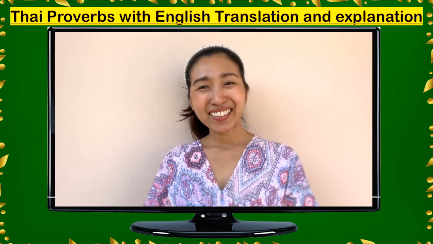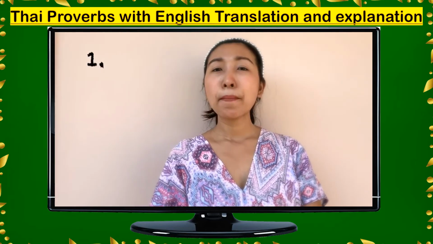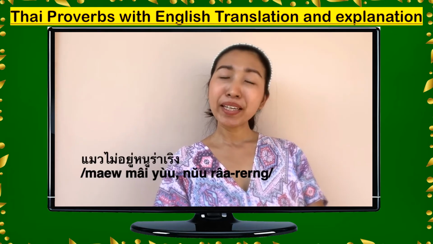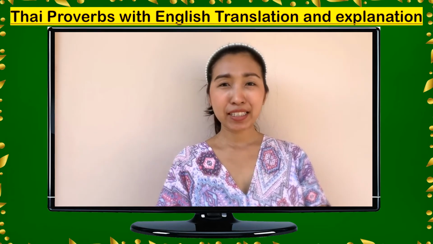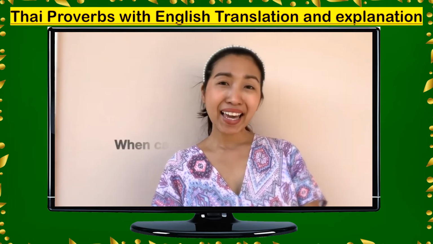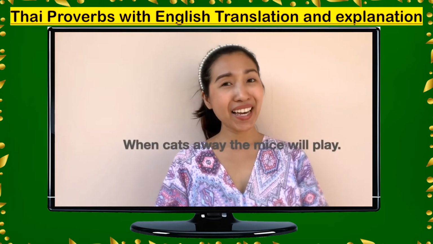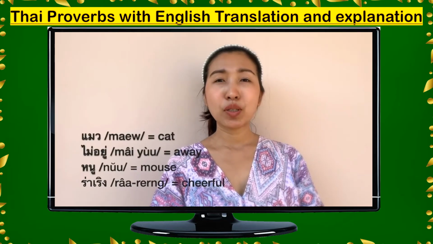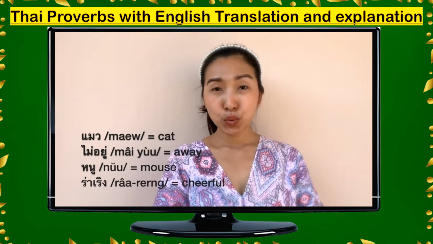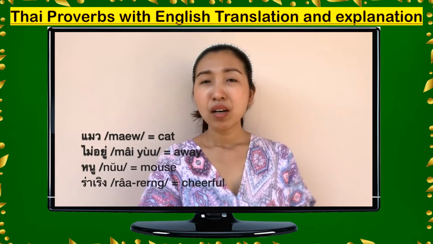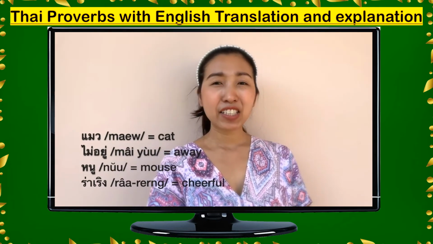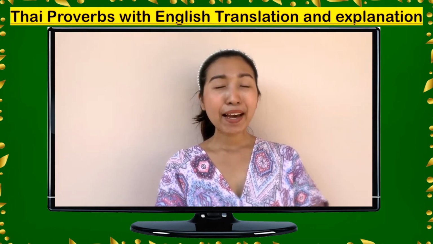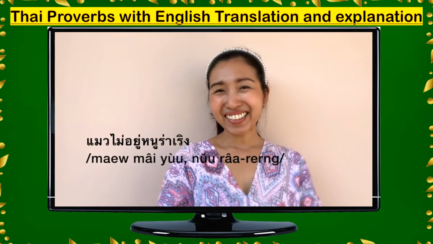The first one is แมวไม่อยู่หนูร่าเริง. This phrase translated to English would be: when the cat's away, the mice will play. So the first one, แมว, is cat. ไม่อยู่ is when you are away or you're not here. And หนู is mouse. ร่าเริง is an adjective for high spirits or cheerful. So in Thai we say แมวไม่อยู่หนูร่าเริง.